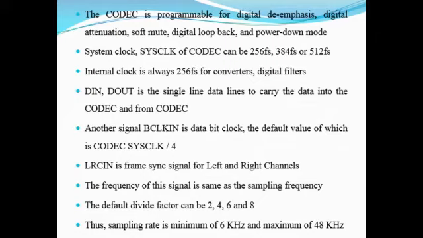Then the default divide factor can be 2, 4, 6, or 8. Now this is the default divide factor which can be 2, 4, 6, or 8. Then the sampling rate is a minimum of 6 kilohertz and a maximum of 48 kilohertz.